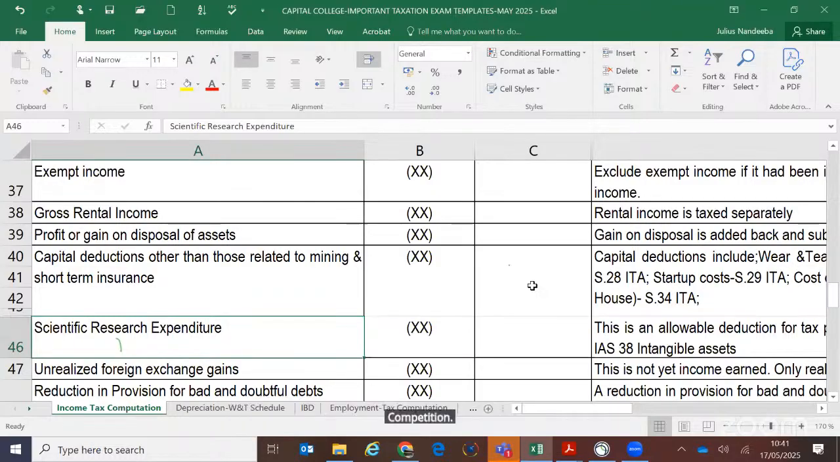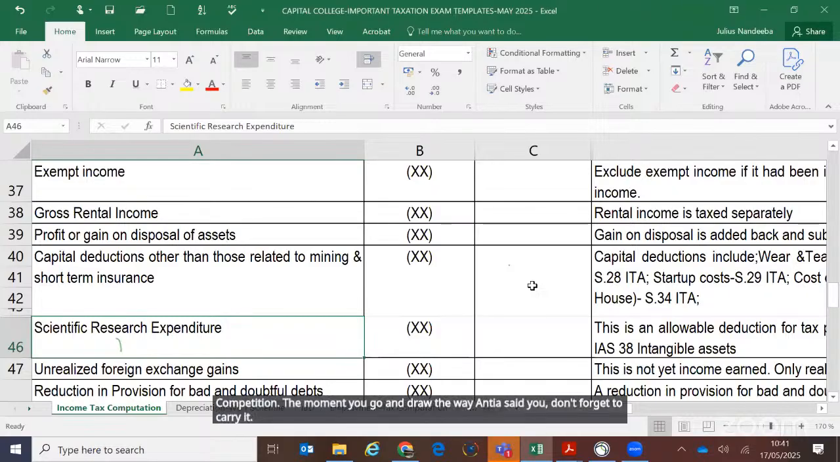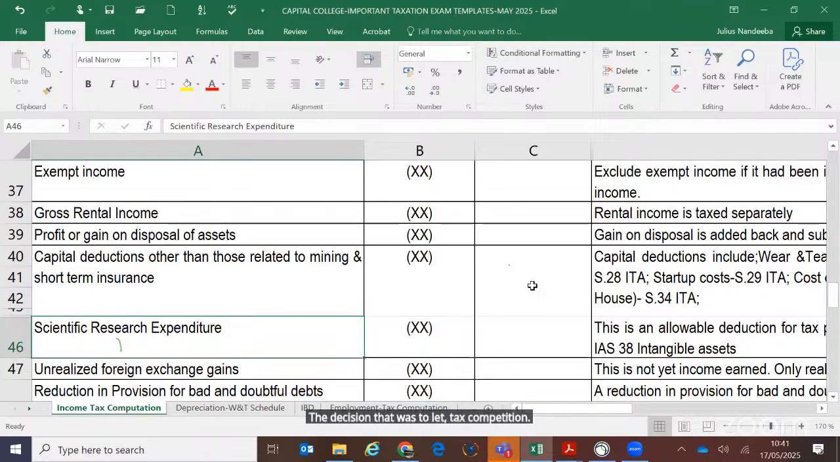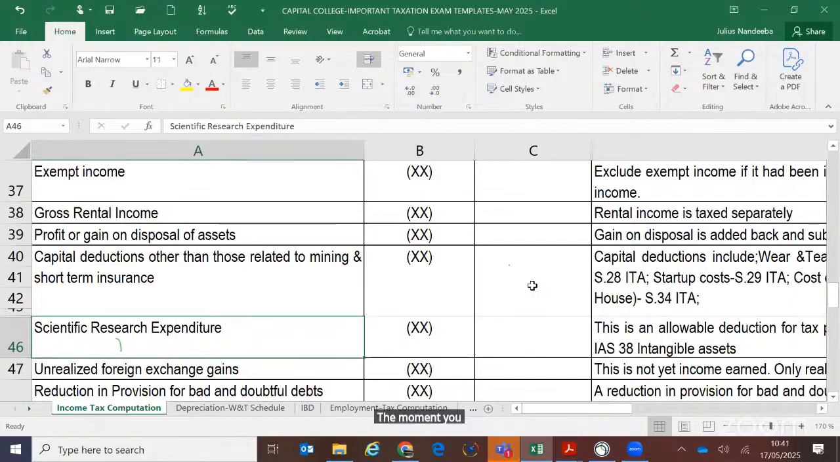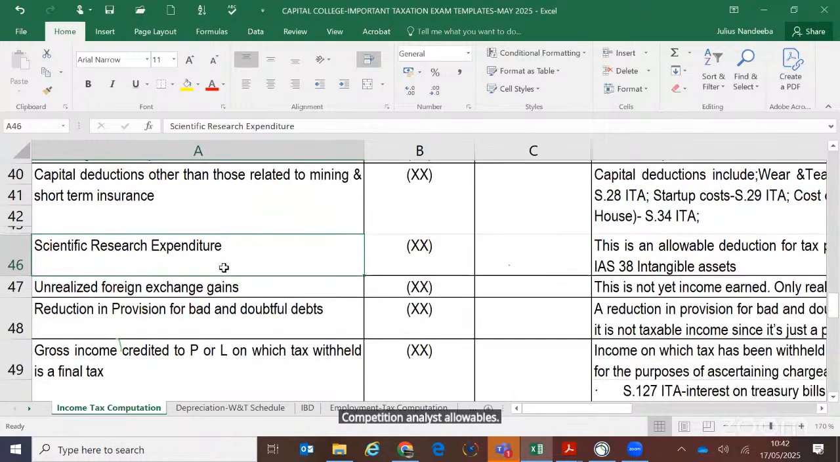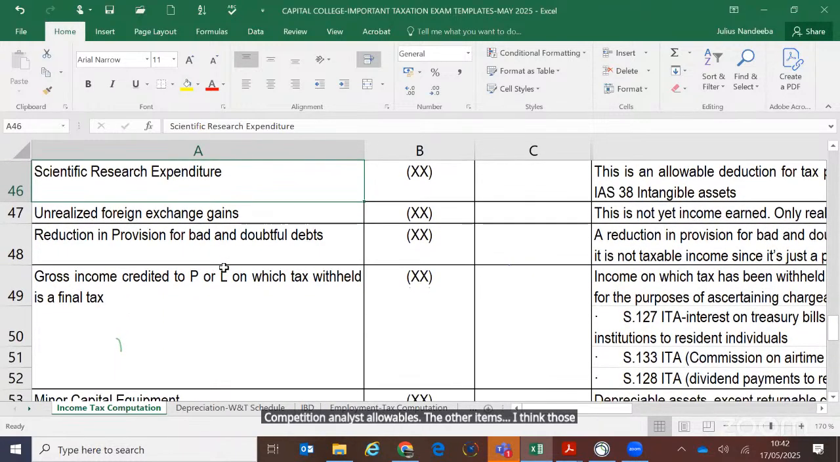The moment you go and draw the wear and tear schedule, don't forget to carry the depreciation allowance to the tax computation. The moment you calculate IBD, don't leave it there, go and bring it to the tax computation. The moment you calculate allowance on intangible assets, bring it to the tax computation under less allowables. The other items, I think those are the items.